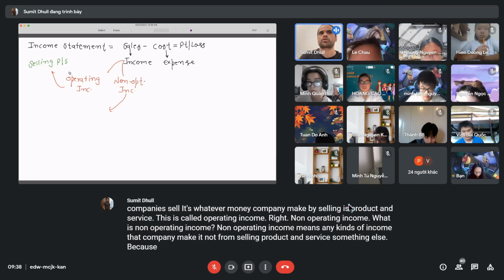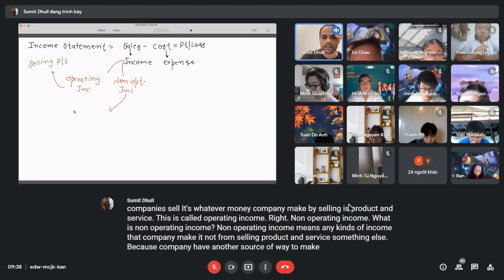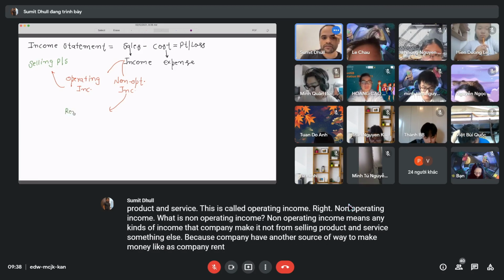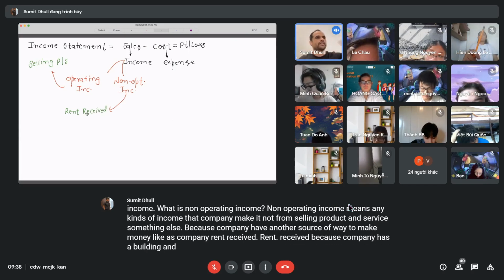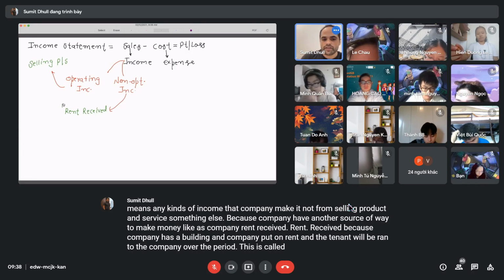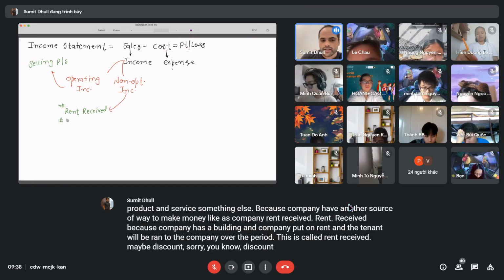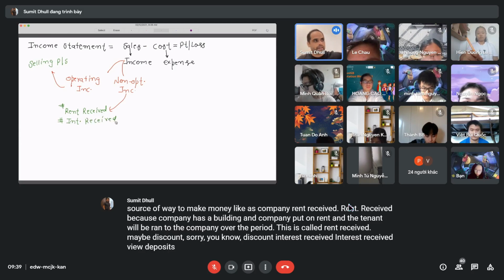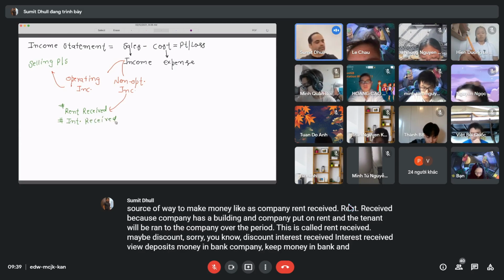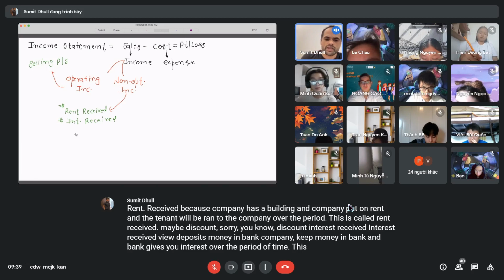The company has another way to make money, like rent received. Because the company has a building and puts it on rent, and the tenant will pay rent to the company over the period. This is called rent received. Maybe discount, interest received. You deposit money in the bank, the company keeps money in the bank, and the bank gives you interest over a period of time. This is called interest received, etc.